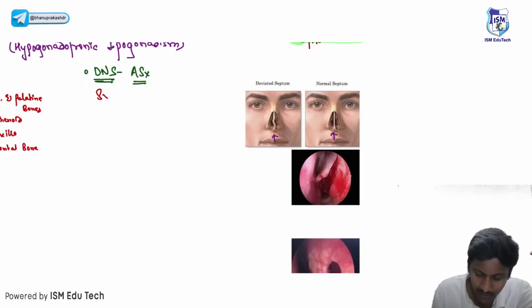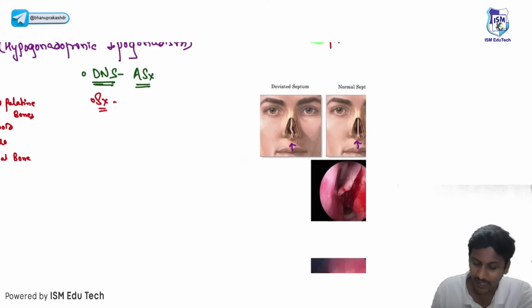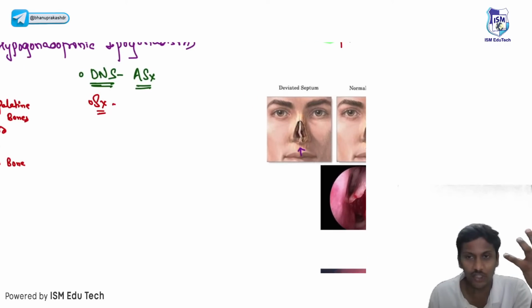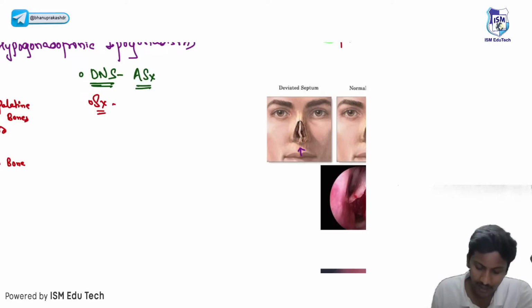Those who are symptomatic, guys, can have various other manifestations or clinical features. What can happen in these patients? They might develop an external nasal deformity. These patients might have an external nasal deformity.